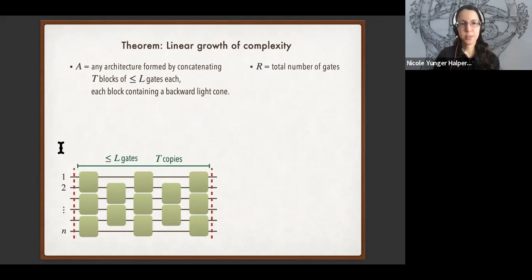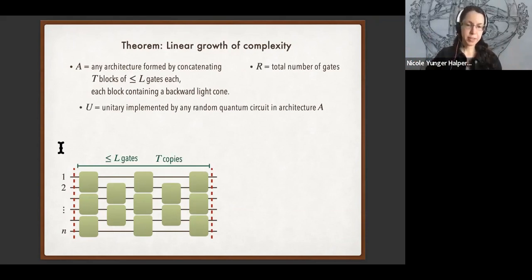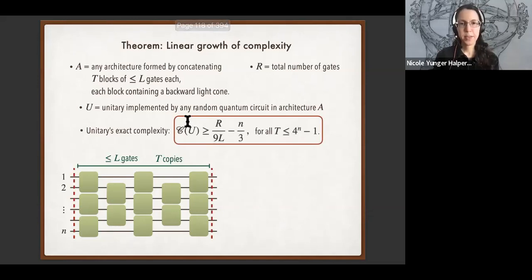Again, R denotes the total number of gates. If we have this architecture, then using it, we can implement many different unitaries by choosing different gates to slot into the architecture. Let U denote any of those unitaries, formed by choosing the gates randomly according to the Haar measure. This unitary has an exact circuit complexity, C of U, that is lower bounded by the total number of gates over 9 times the maximum number of gates per block, minus the number of qubits over 3.